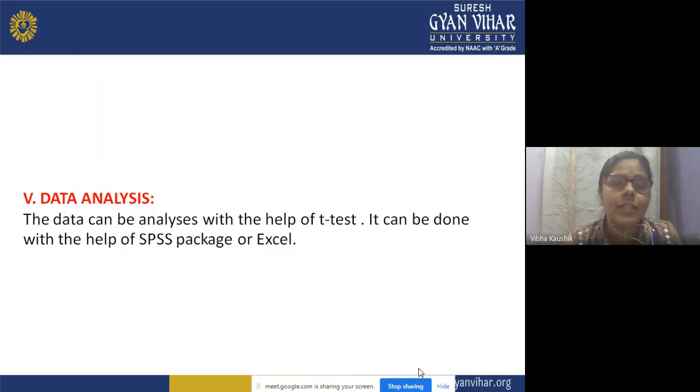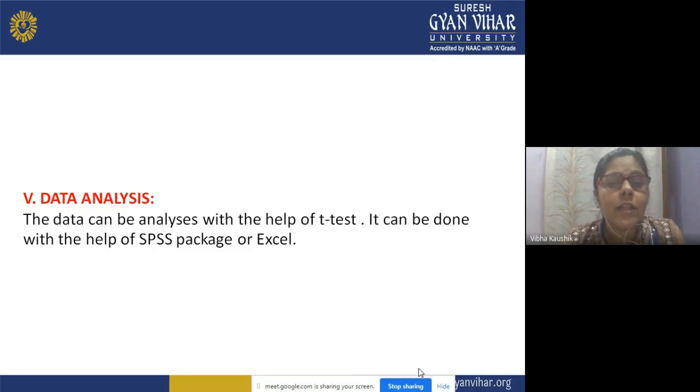Now we have collected the data, we have the information. Now we have to analyze that information. The data can be analyzed with the help of t-test. Now what do you mean by t-test? A t-test is a test where we compare two variables. So in comparing two variables, you can use the t-test. So for the analysis of action research, we can do the analysis with the help of t-test.